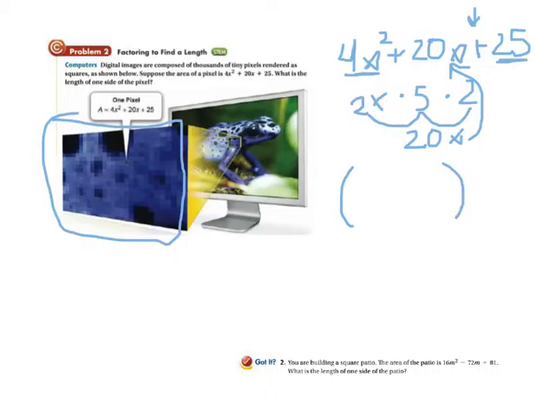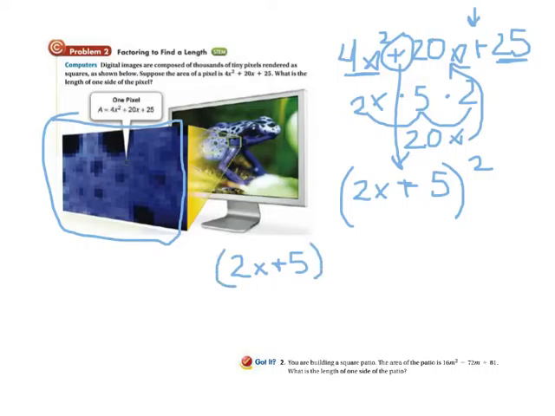So that means I have something like this. So I just take the square root of the first term, which we already said is 2x. I take the square root of the second term, which we already said is 5, and then this sign goes right there, and I have factored this trinomial. But have I answered the question? The question asks, what is the length of one side of the pixel? So I would say that one side of the pixel is 2x plus 5 units long. Alright, so I would go ahead and put parentheses on these to say units.